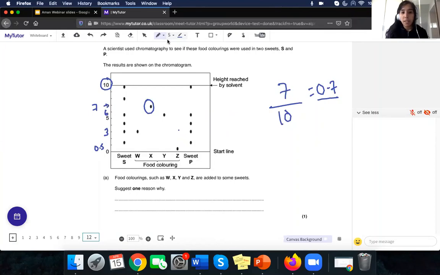Okay, sweet S has more food colouring than P. Excellent, yep, so it has 6 food dyes in it, whereas P only has 5, so that's 1 mark. What else? Both contain food colorings W and Y. Excellent, really well done. So here's W, we can see that's in both, and we can see Y is in both as well.